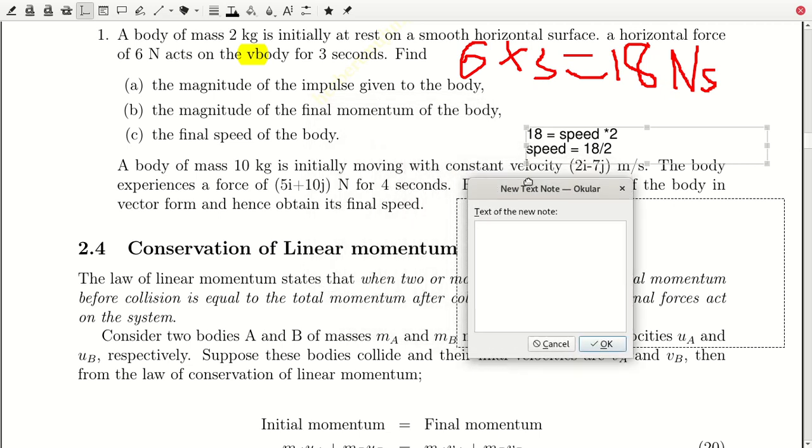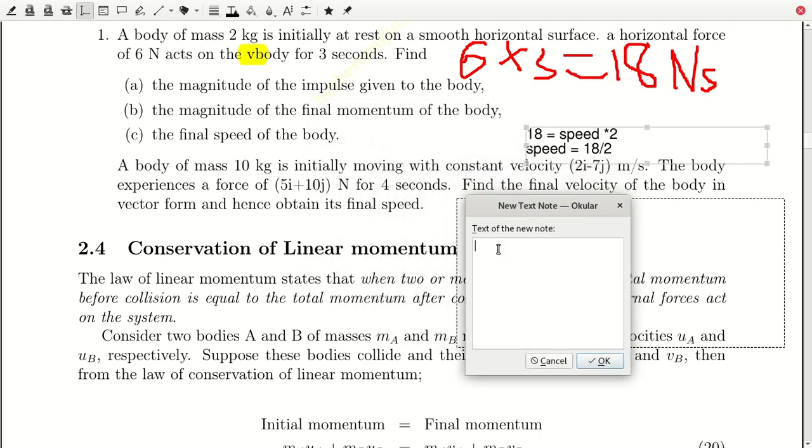So let us do this also. A body of mass 10 kilograms is initially moving at the constant velocity of this. The body experiences the force of this for 4 seconds. Find the final velocity of the body in vector form and hence obtain its speed. So how shall we do this one, members? They have given us the force, they have given us the seconds. So let us first of all get the impulse.